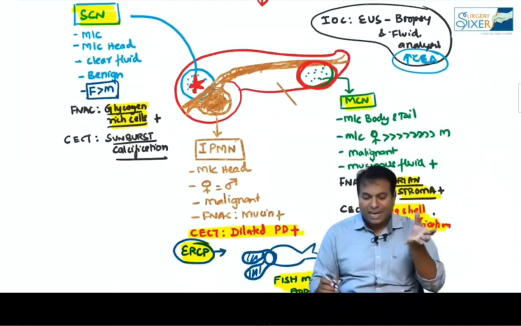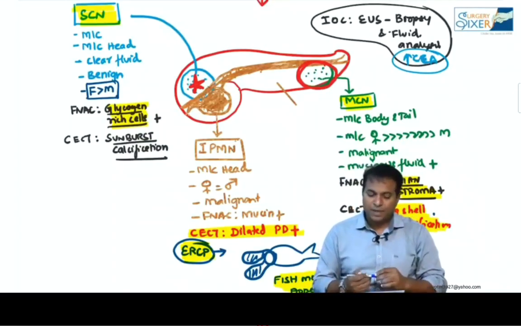Actually, it should not be said as ERCP. On a side viewing scopy, if you see the ampulla, it will have fish mouth appearance. Okay, so these are the three cystic neoplasms commonly seen.